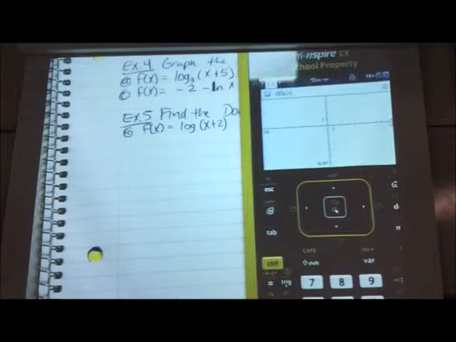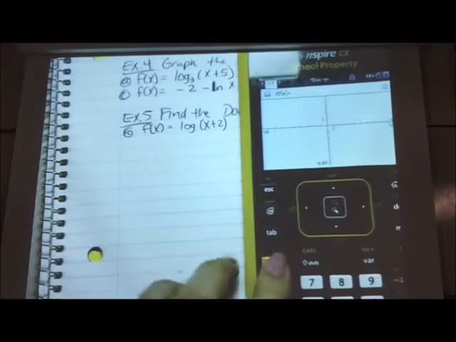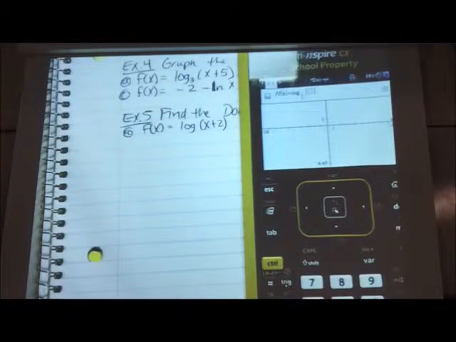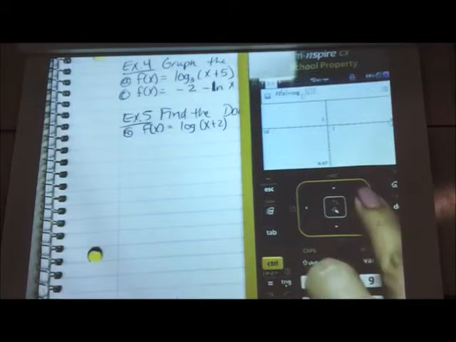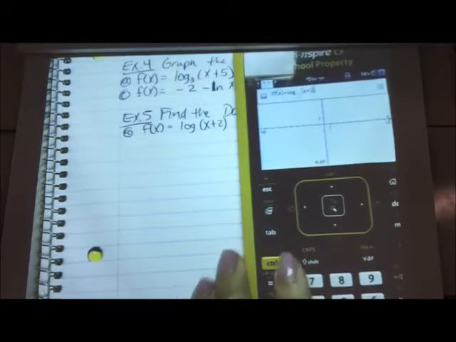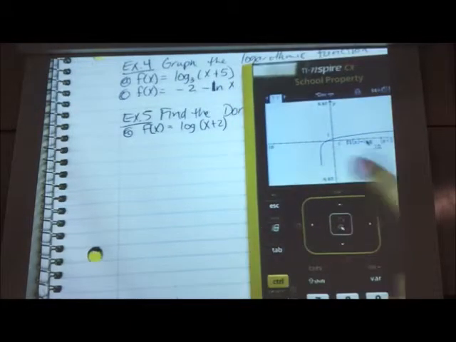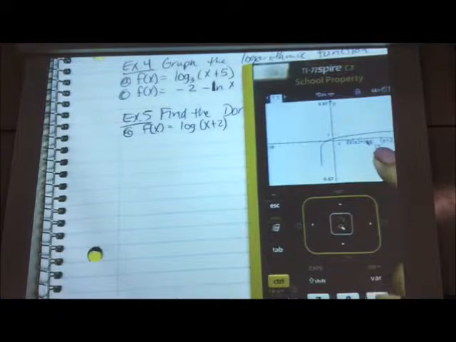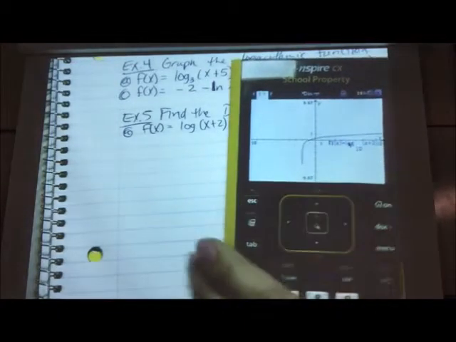Now, what's different from this one and all the other problems we've done? There's no base. When there's no base, it's understood to be a 10. So if I don't put a base because they don't give me one, and I do x plus 2, the calculator automatically knows, hey, it's a base 10. So when no number appears there, the calculator and you should know it's a base 10. So when I put this here, there it is.